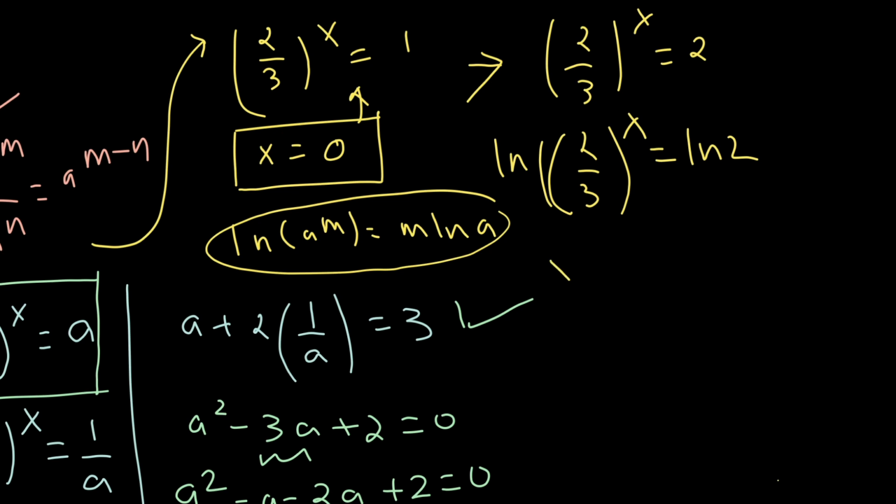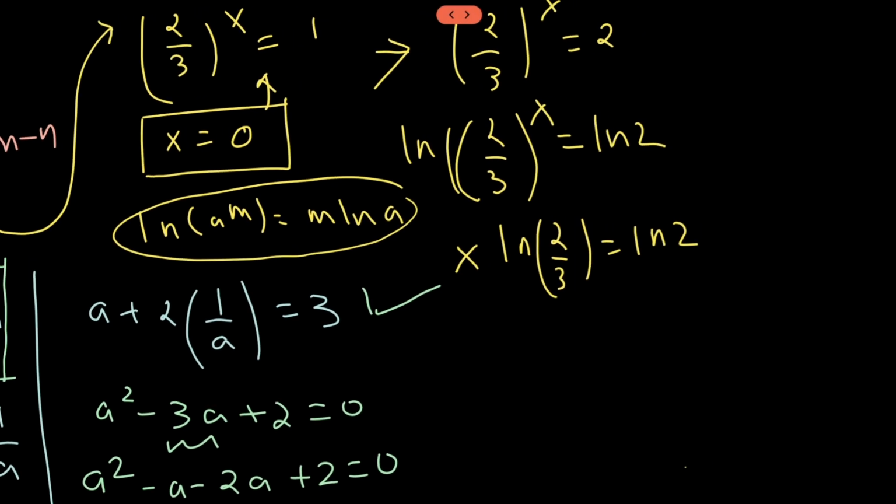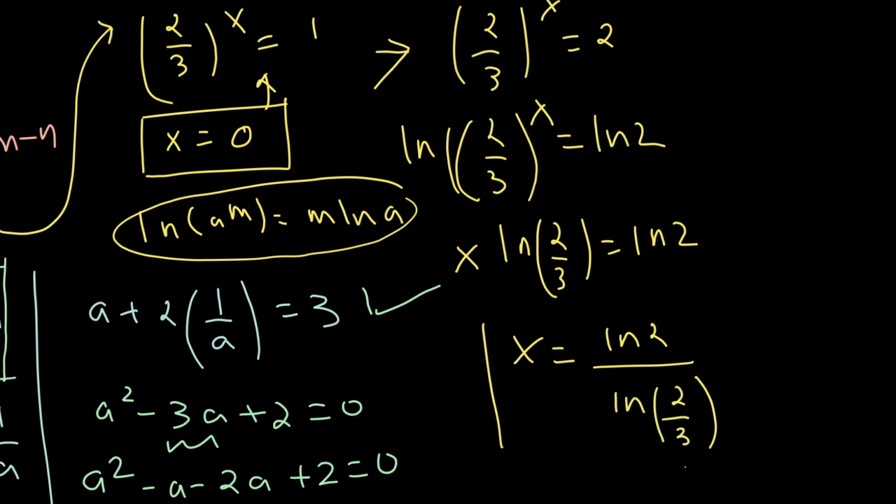So this thing will turn out to be x times the natural log of 2 upon 3, and this thing equals to natural log of 2. Now in order to get the value of x, I will simply divide both sides by natural log of 2 upon 3. Therefore the value of x will turn out to be natural log of 2 divided by natural log of 2 upon 3. And boom, here we get the second value of x.